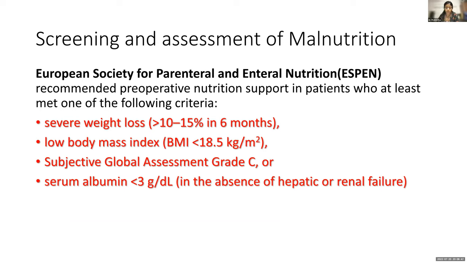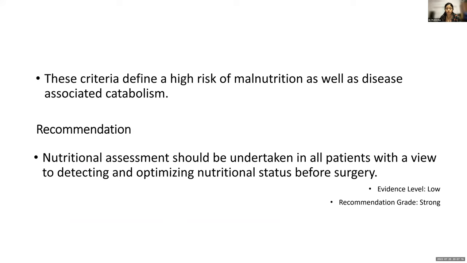As per ESPEN, the presence of any one of the following factors is an indication towards the need for nutritional support. First is severe weight loss, that is more than 10 to 15% in the last 6 months. Then a low BMI of less than 18.5. Then a subjective global assessment grade C, that is an extremely nutritionally deprived patient. And then an albumin level of less than 3 g/dL in the absence of hepatic or renal failure. The presence of any of these factors is associated with the need for nutritional supplementation. These criteria define the high risk of malnutrition as well as the disease-associated catabolism.